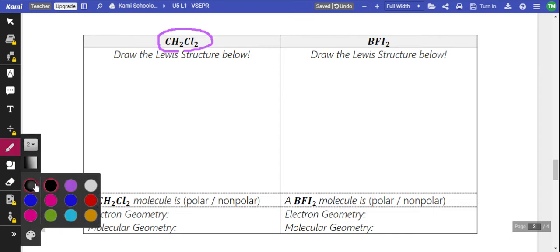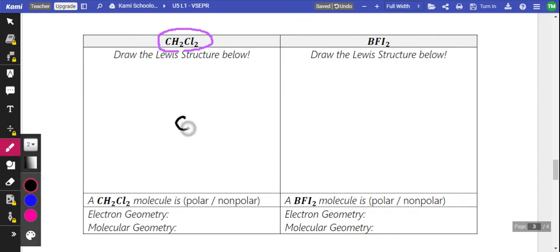CH2Cl2. All right, well, I'm going to put carbon in the center. It's my C. I'm going to put my H's and Cl's just out around the outside. Doesn't really matter how I arrange them, but I'm going to put them like H, H, Cl, Cl, like that.